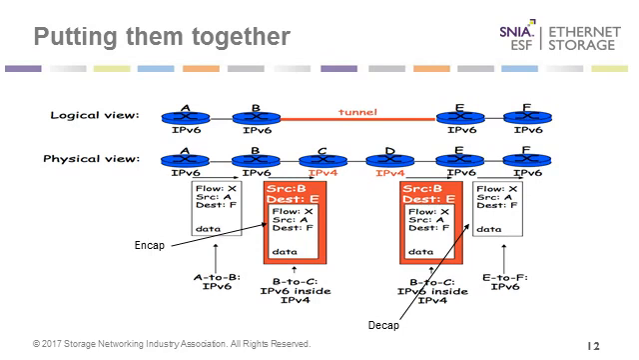When the packet is received on E, he decapsulates it, realizes that it's an IPv6 packet, and then sends it on to F.